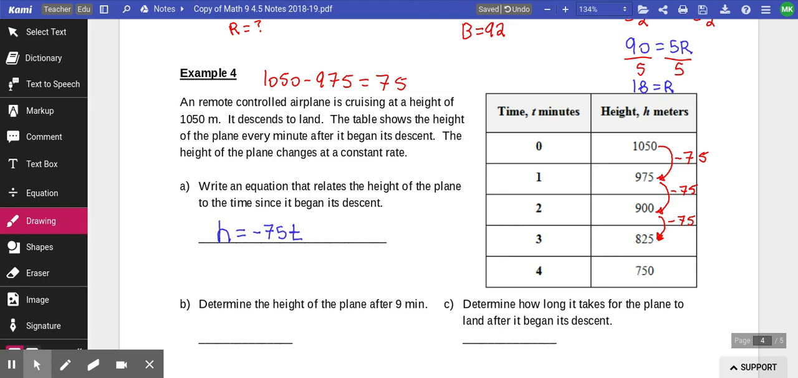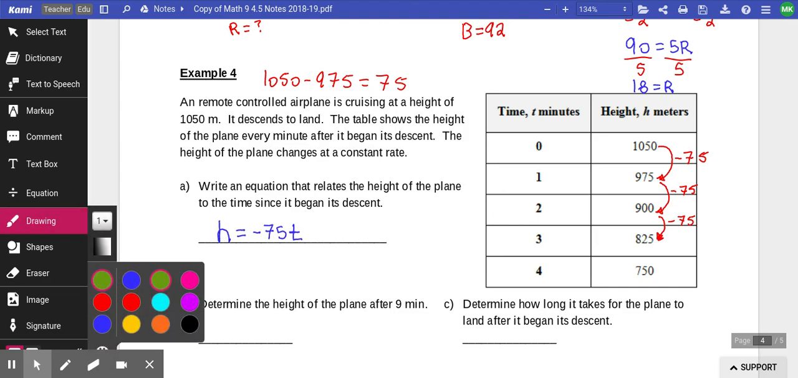I figured out the rate. I multiplied it by the independent variable. So that's h equals negative 75t. Now that doesn't make any sense if you were to try to calculate it. If you, for instance, put in time equals 1 right now, that would say that height is negative 75 after 1 minute. Makes no sense. And the reason it makes no sense is because the plane didn't start at 0.